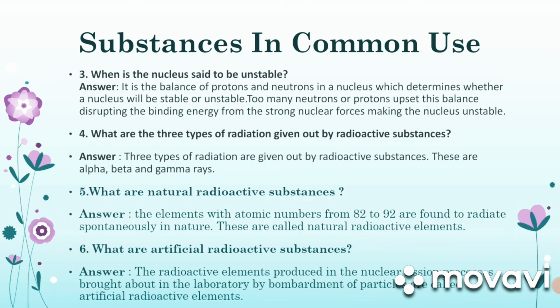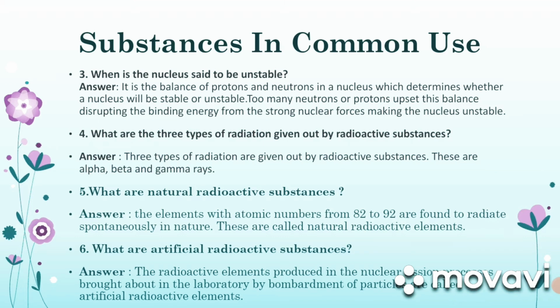Question 3. When is the nucleus said to be unstable? Answer: it is the balance of protons and neutrons in a nucleus which determines whether a nucleus will be stable or unstable. Too many neutrons or protons upset this balance, disrupting the binding energy from the strong nuclear forces, making the nucleus unstable.